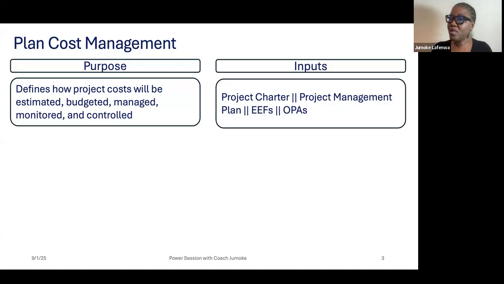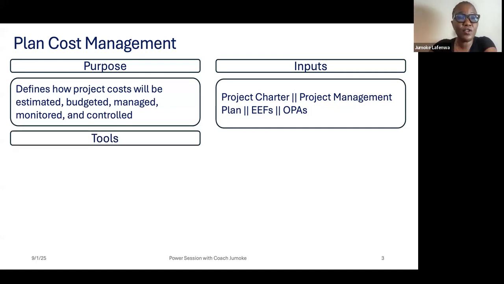And then you have the OPAs, which are the organizational process assets. When we say asset, it means something belonging to you. So it belongs to the organizations. It could be policies, it could be templates, ways of working. That is OPA. So it will also serve as input into you planning your cost.